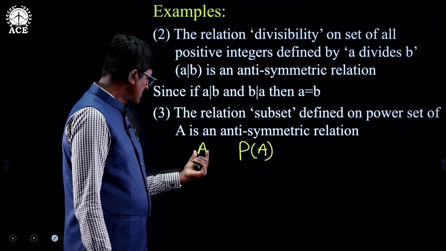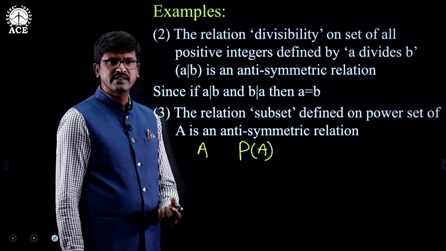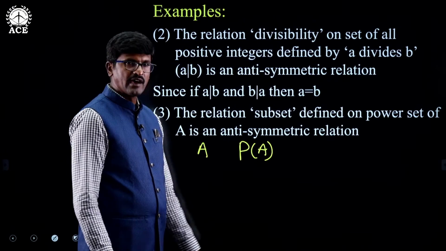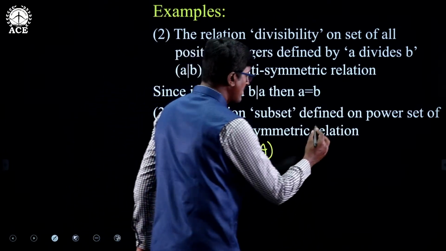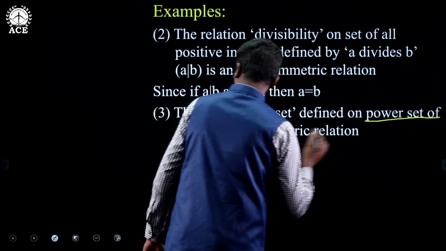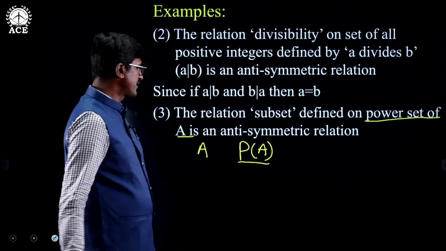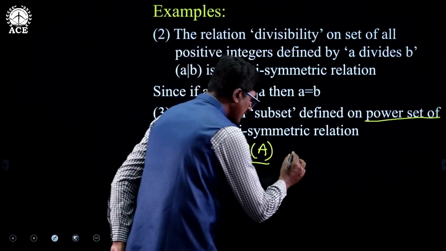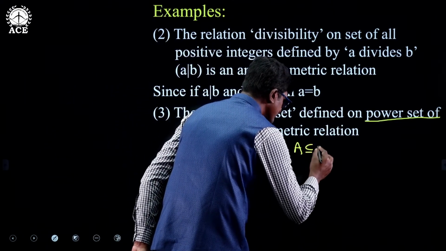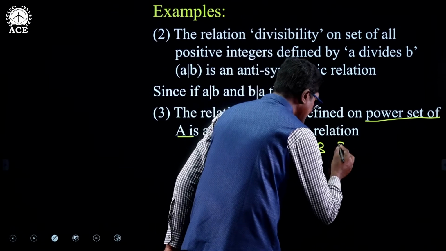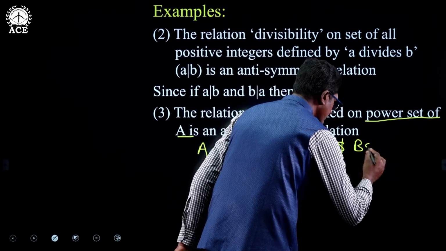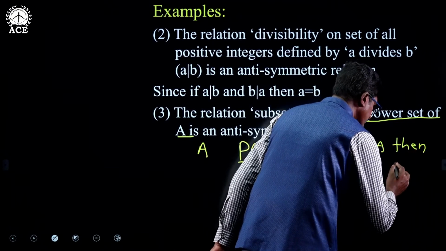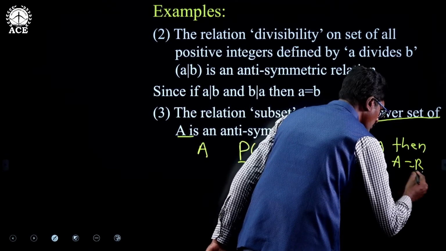This is the given set. For this set, there exist some subsets. If you take the set of all those subsets, then you will get P of A. P of A is the power set of A. It is an antisymmetric relation. The reason is, if A is a subset of B and B is a subset of A, then A and B must be equal.